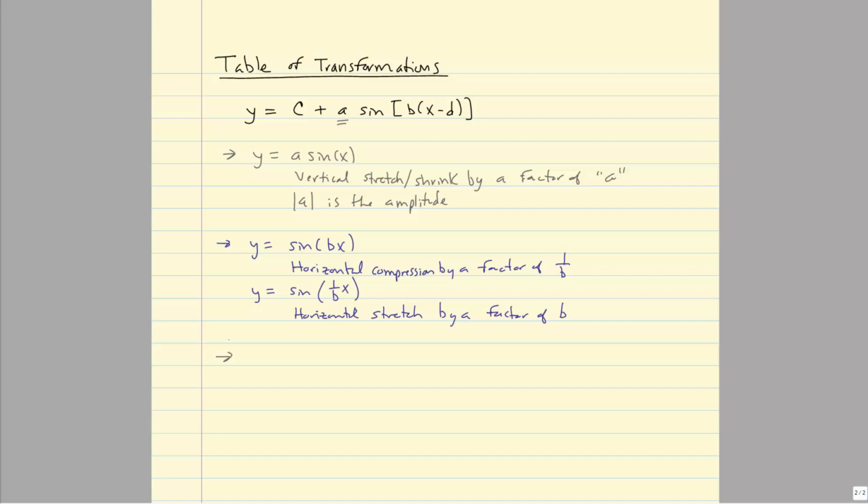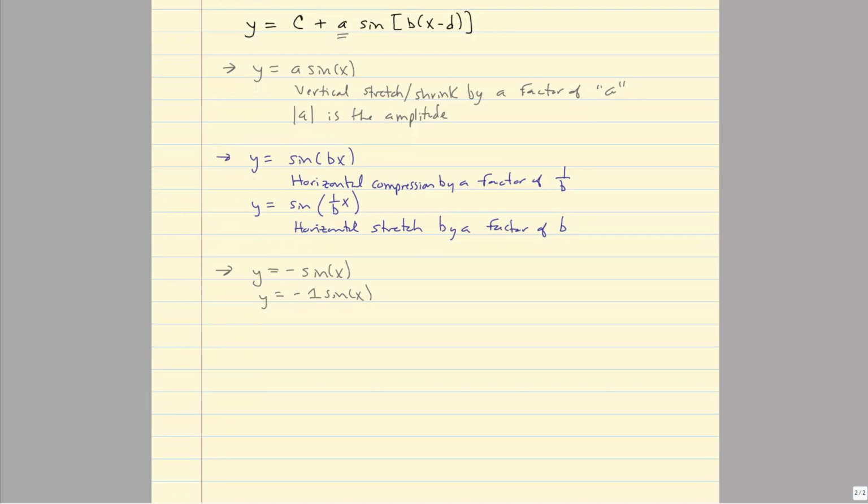Let's look at another one. Let's look at y equal negative sine of x. So there's an implied amplitude here of a negative 1 sine of x. So the standard amplitude of a sine or cosine curve is 1, so that's why we don't have the 1 written in, because it's an implied 1. But this negative is basically a reflection across the x-axis. So this is a flip.